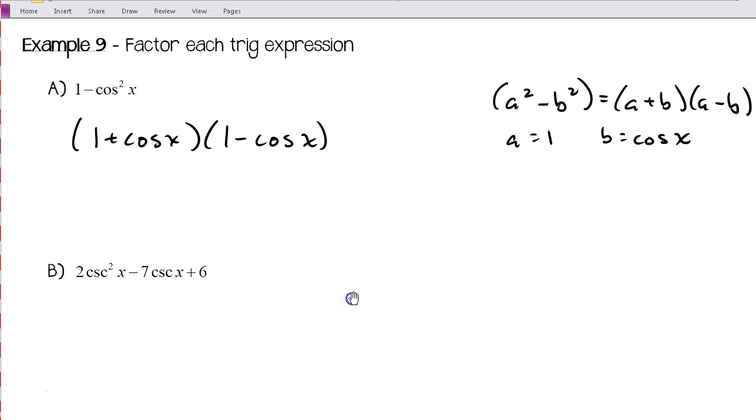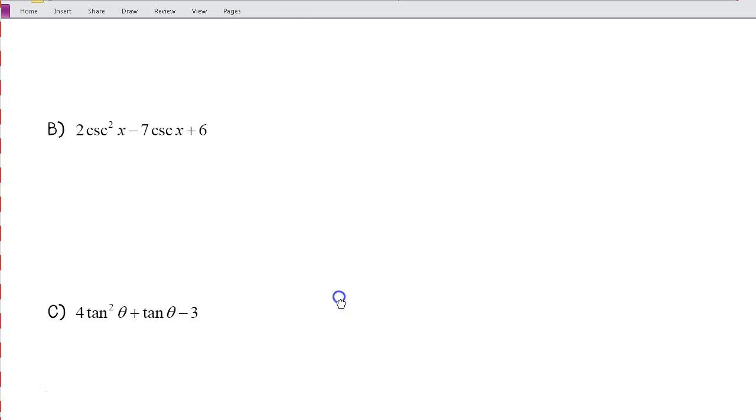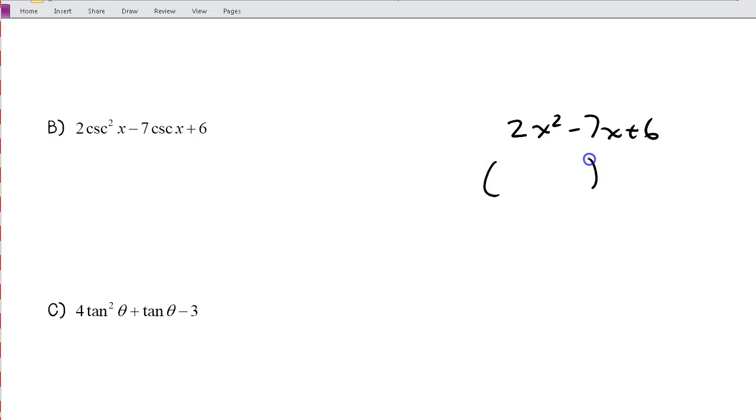Now for part B, it gets a little bit more difficult, and normally what I'll do is I'll rewrite this without the trig function. So I would rewrite this as 2x squared minus 7x plus 6, and then look and see how to factor this, and then once I factor this, I'll just substitute back in the trig function.